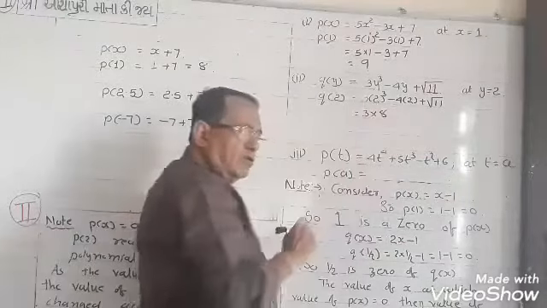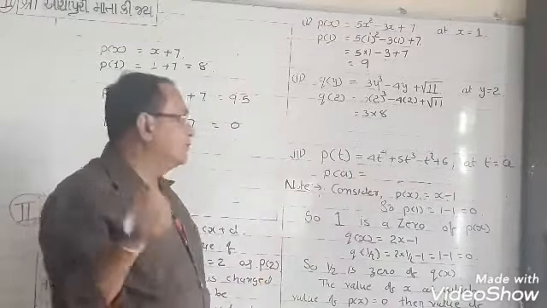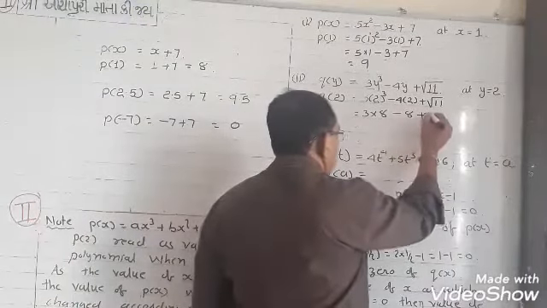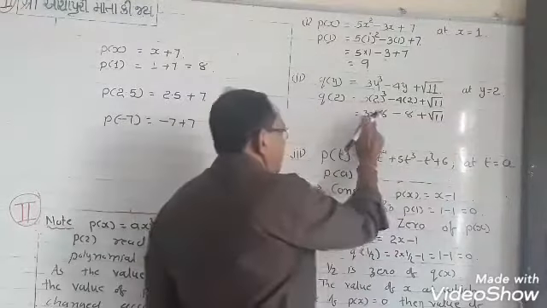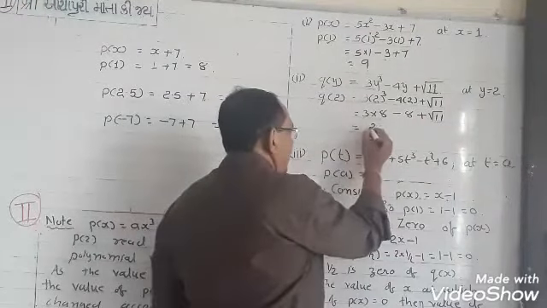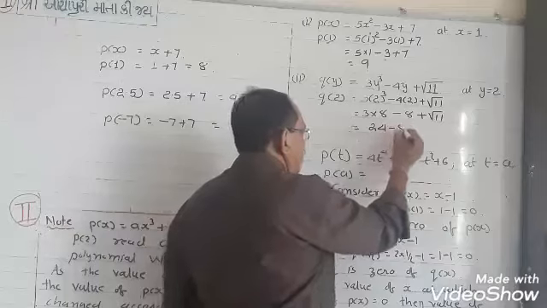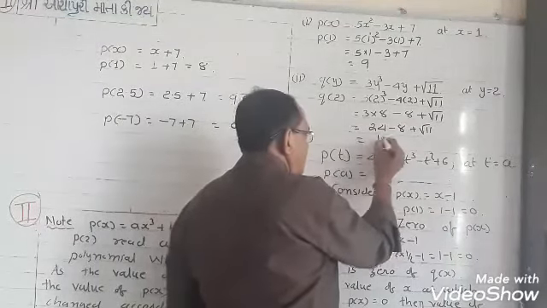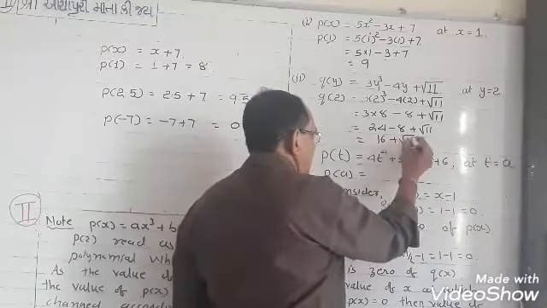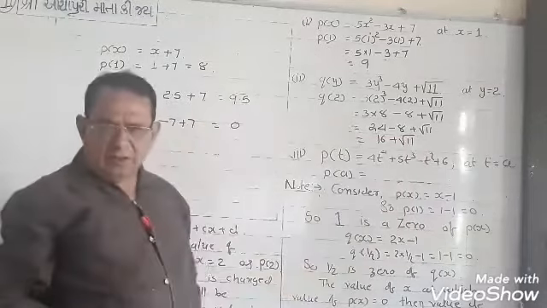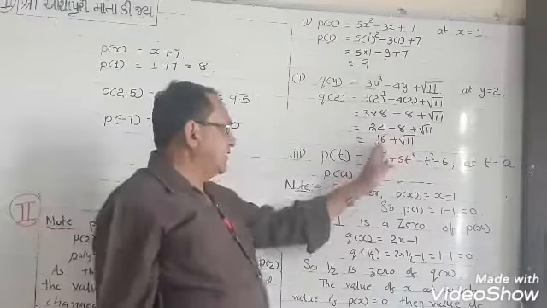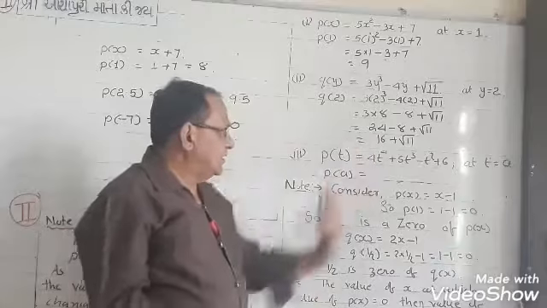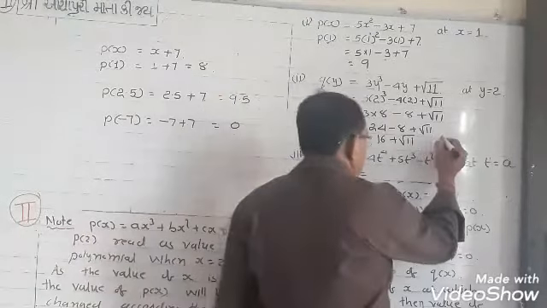2 cube is 8. 2 twos are 4, 2 fours are 8. 3 eights are 24 minus 8 plus square root of 11 is equal to 16 plus square root of 11. Okay? That is irrational, that is rational, so you cannot add it. Keep it as it is, your answer.